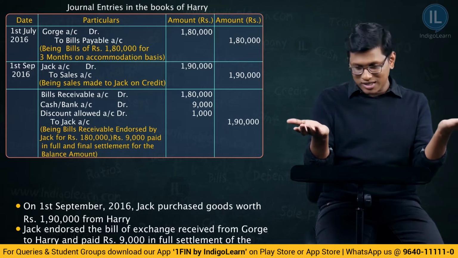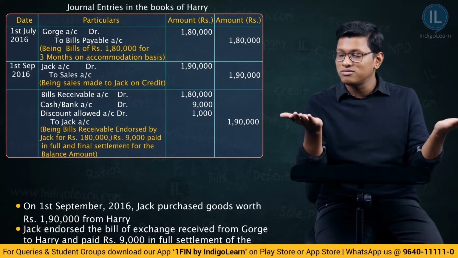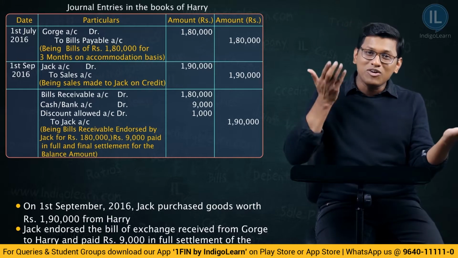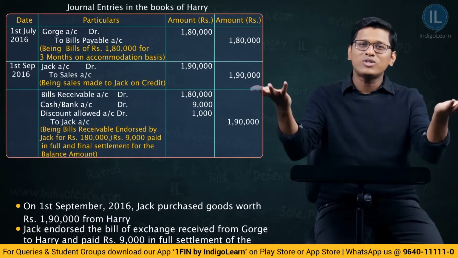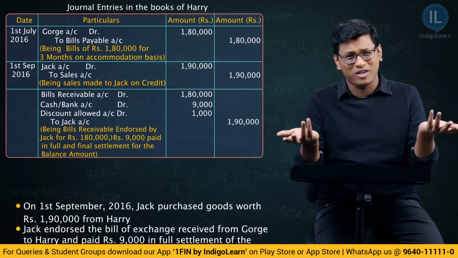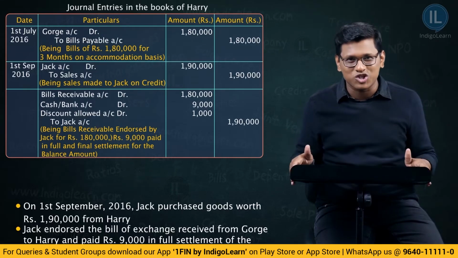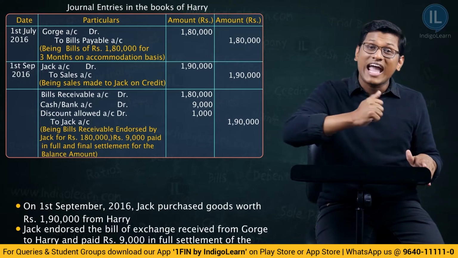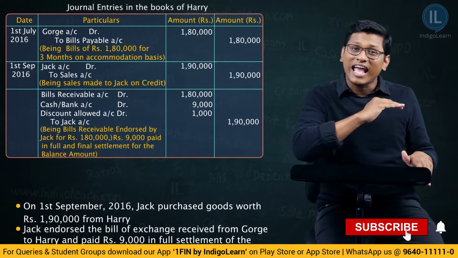So, just imagine from Harry's point of view, I have bills receivable 1,80,000 and bills payable 1,80,000. Receivable from whom? From myself. Bills payable to whom? To myself. So receivable and payable are not to any outside party. It is our own bill which we have to receive and which we have to pay, which makes no sense to carry in the balance sheet. That is why we cancel that bill.